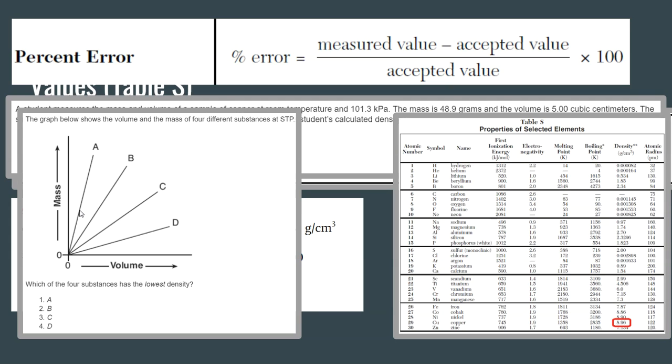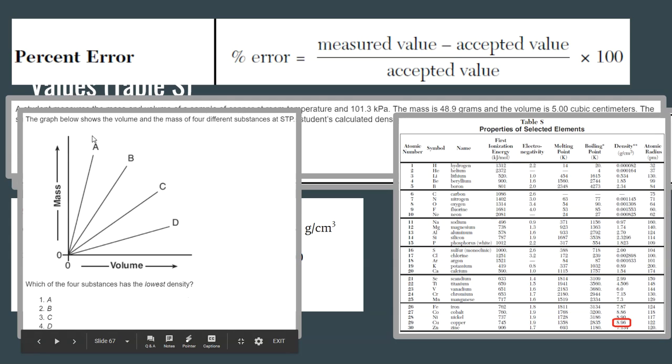Your knowledge of algebra should make you notice that when you calculate the slope of this line, you have to calculate the change in y over the change in x, which is the mass divided by volume. So how do we calculate the density of substance A? Well, we would use the slope of line A in order to calculate its density. It's asking you which of the 4 substances has the lowest density. So it's basically asking you which of these lines has the lowest slope.